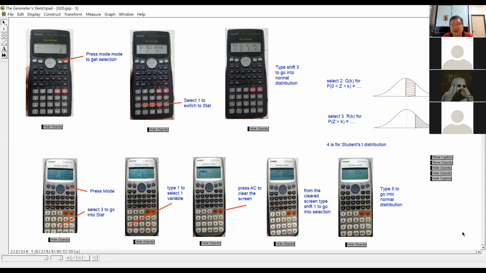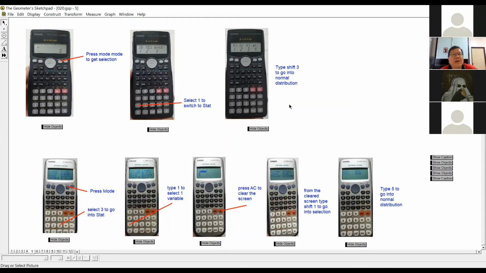Anyone cannot get into this P, Q, and R? Please put up your hand. Cannot use the calculator to find P, Q, and R? You arrive at the P, Q, and R. If you can, we are going to see all this. When you use your calculator, you will see this P, Q, and R there.